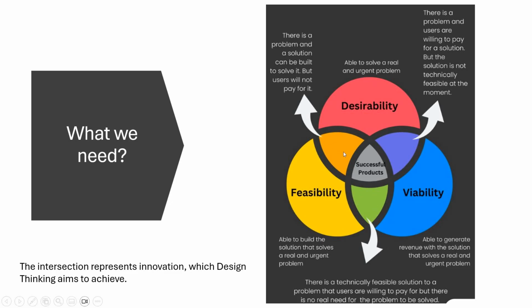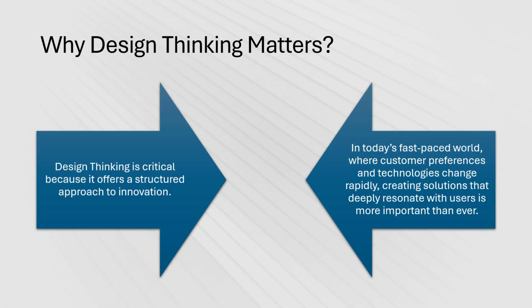And then here, there is a problem and a solution can be built to solve it, but users are not willing to pay for it. If there is no revenue, if there are no takers, then there is no value. You are not going to gain anything out of it. For a product to be successful, you need to have this area covered, and this is the point we need to get into. This is what we need to identify as a design thinker. Desirability, viability, and feasibility have super important value when it comes to design thinking.